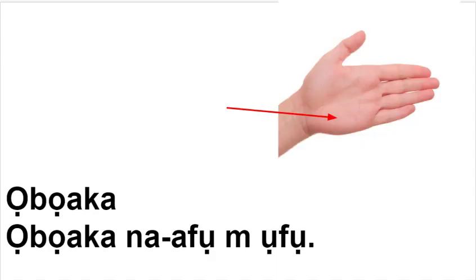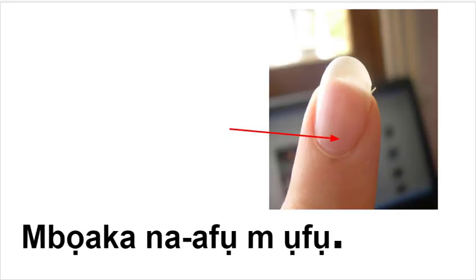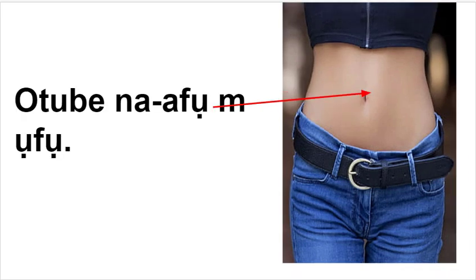Ọba aka na-afụ m ụfụ. Mkpịsị aka na-afụ m ụfụ. Mbọ aka na-afụ m ụfụ. Afọ na-arụ m. Otube na-afụ m ụfụ.